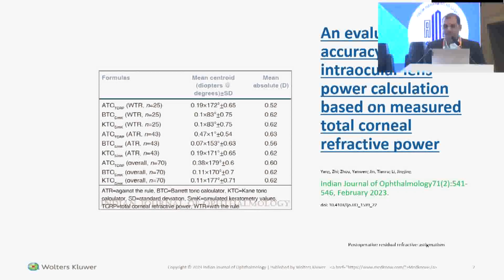That was an evaluation of the accuracy of the toric calculators based on the total corneal refractive power. They studied 3 advanced toric calculators: the Abulafia-Koch toric calculator, the Barrett toric calculator and the Kane toric calculator. But even so, they found nearly a 0.6, or 0.62, dioptric deficit in the toric calculators. So there are still inaccuracies in toric calculations. So we are going into detail about how these toric calculators work and which inaccuracies still remain.